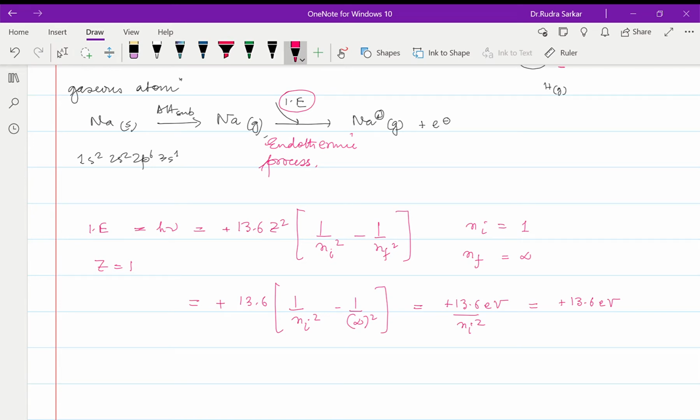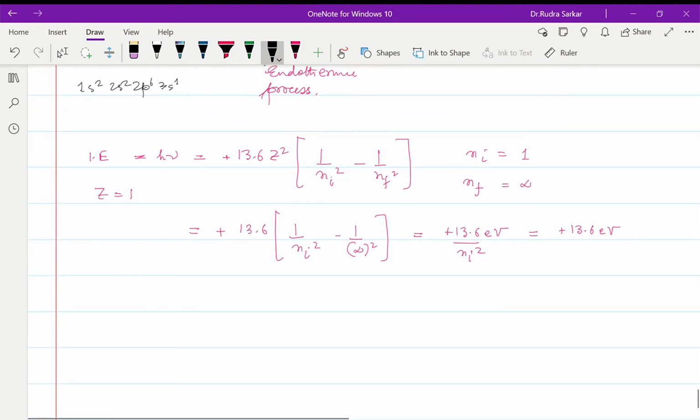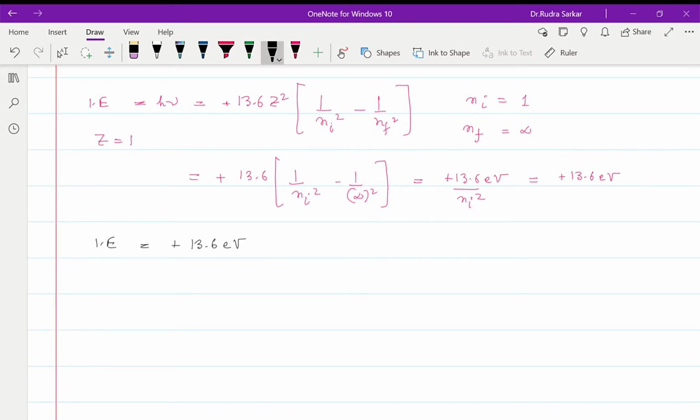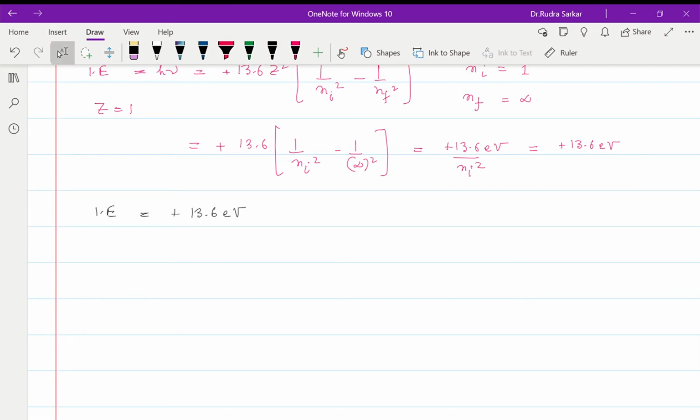Understood? Okay. Now let us go into something else. So we know that the ionization energy to take out an electron from the hydrogen atom is plus 13.6 electron volts. Okay. Now if you want to convert this into joule, what will you do?